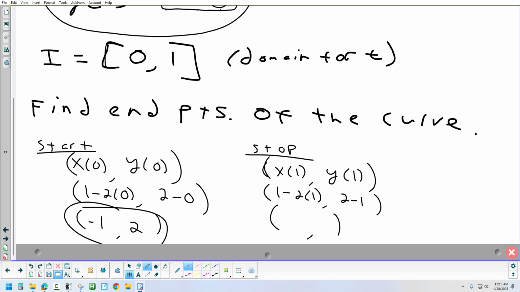Yeah. -1, 1. On the left side, it's 1 minus 2 times 0. Wouldn't it be 1, not -1? Yeah. Sorry, I don't know why I put that. 1 minus 2 times 0, that's 1 minus 0.